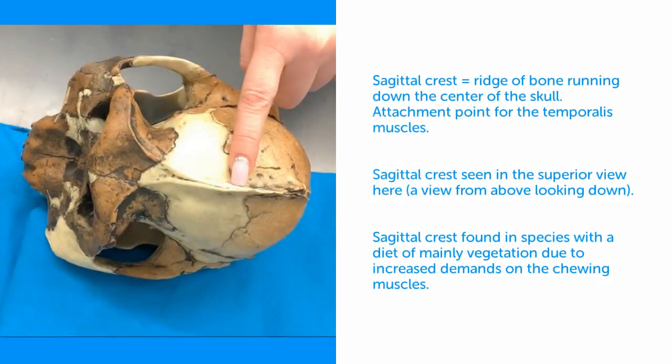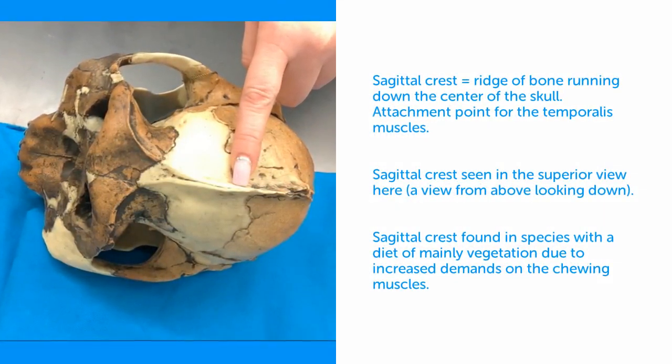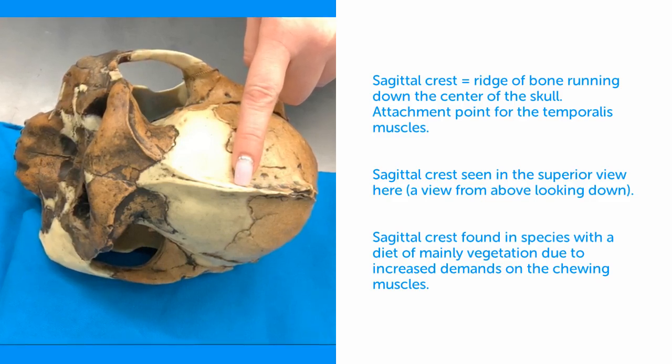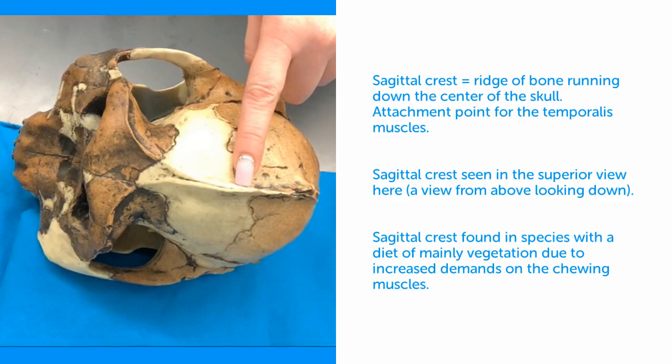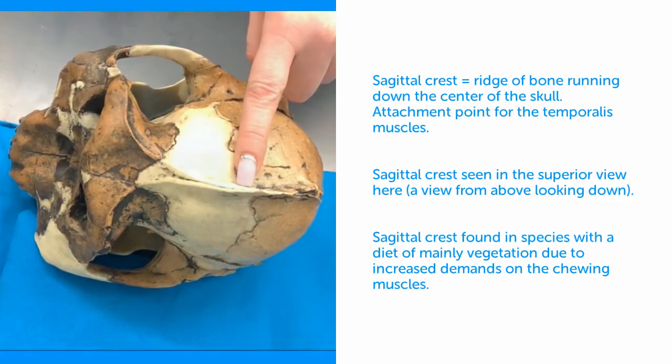The next feature that we will discuss is the sagittal crest. This is the ridge of bone that runs directly down the center of the skull and is the attachment point for the jaw or the temporalis muscles. We see a sagittal crest in species that consume a diet of rough food items.